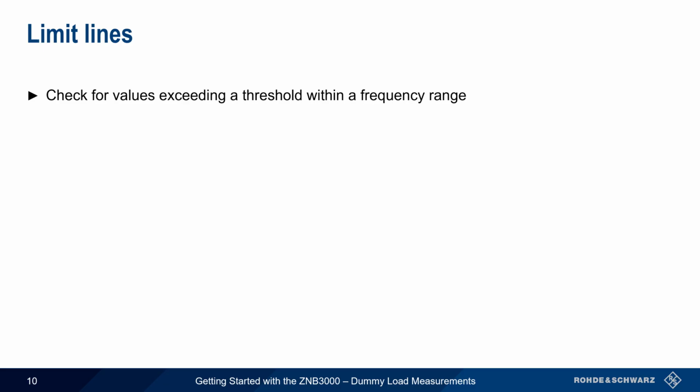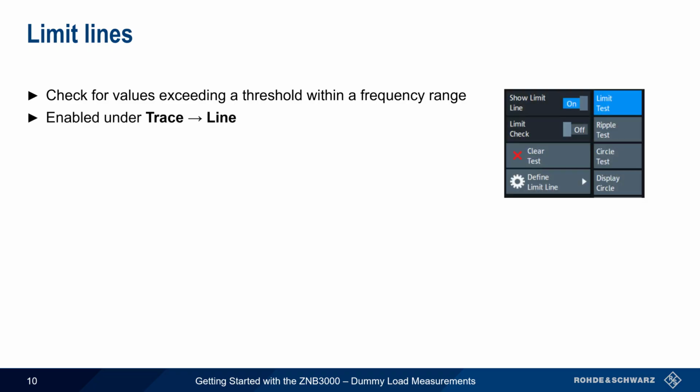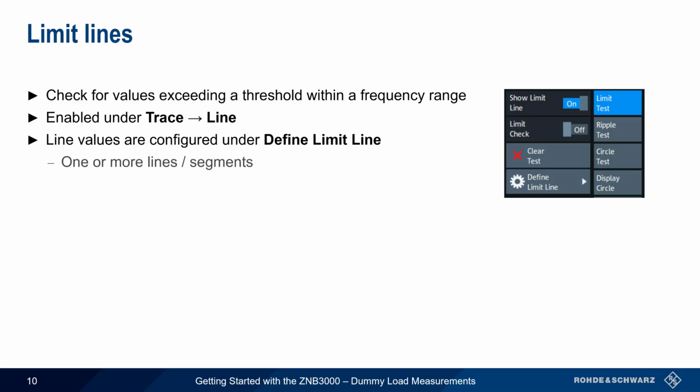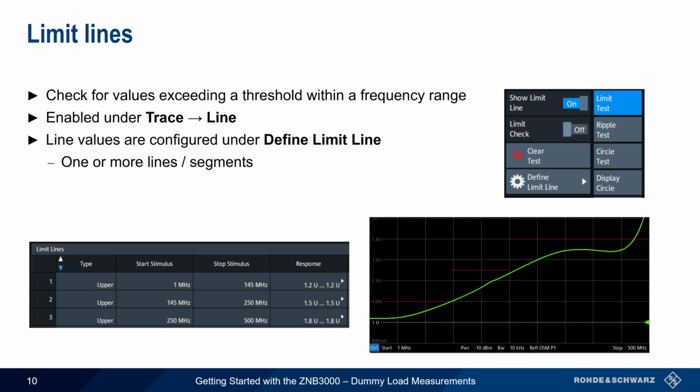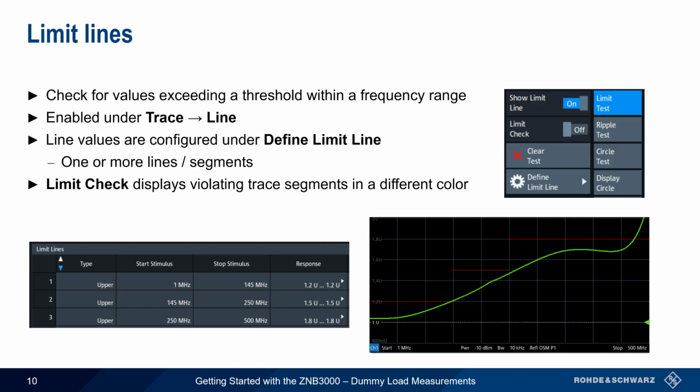Another useful analysis feature is limit lines, which check for values which exceed a threshold within a given frequency range. This function is enabled under Trace Line. The threshold values are entered in the Define Limit Line dialog, and this can be a single value, or it can be broken up into multiple segments, as shown here. If the limit check switch is enabled, a message will be displayed on the limit violation, and violating segments of the trace will be displayed in a different color.